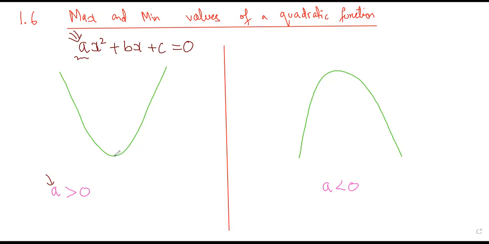So students, we would be having a minimum point for this parabola and a maximum point for this parabola. For one quadratic function, you can either find the minimum point or the maximum point. This would depend on the coefficient of x squared. If it is positive, we would get the minimum point. If the coefficient of x squared is negative, then we would get a maximum point. So let's see how to decide that.